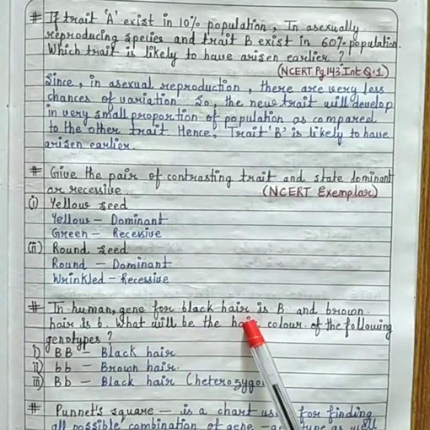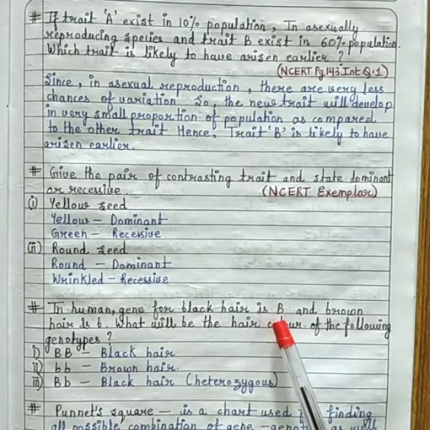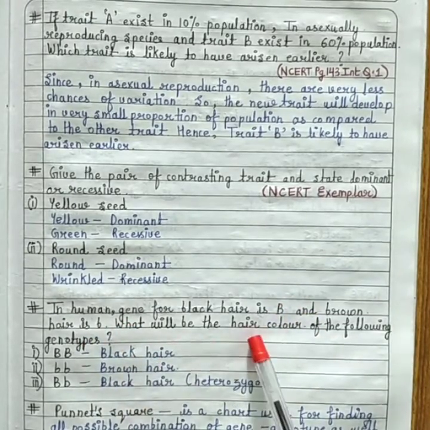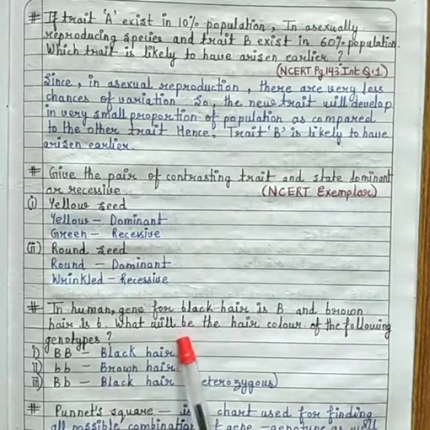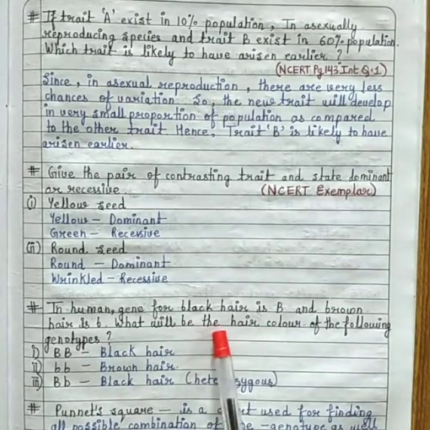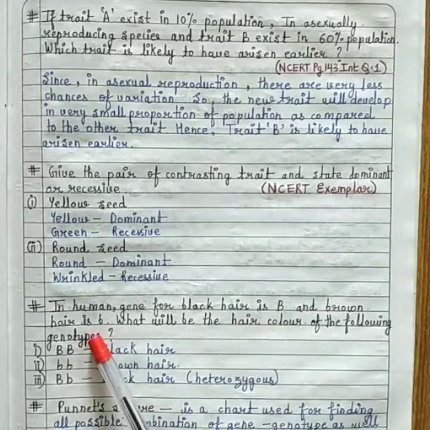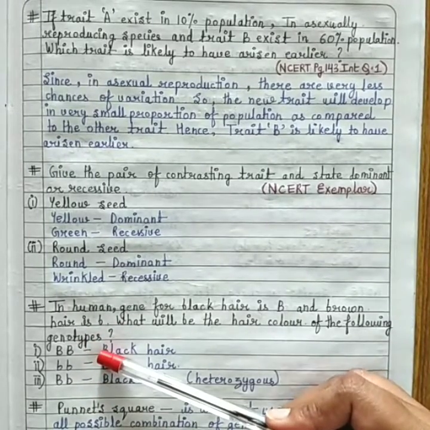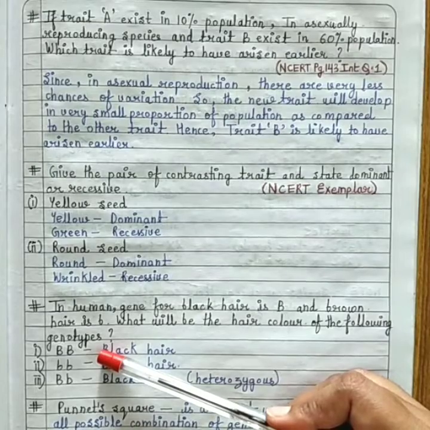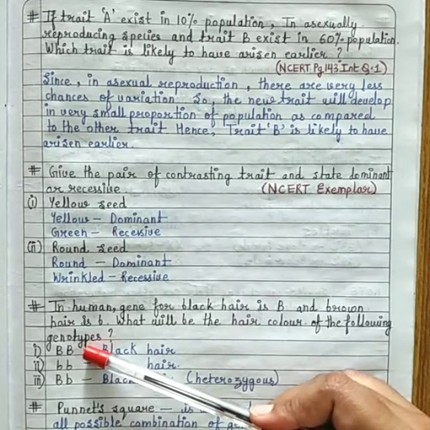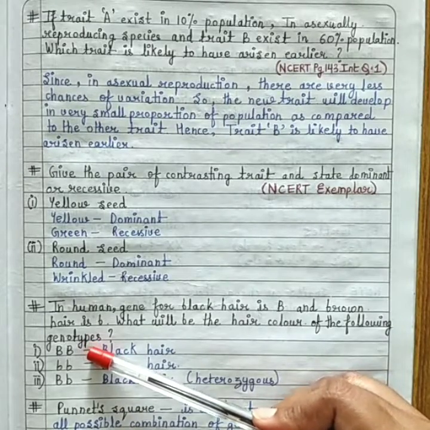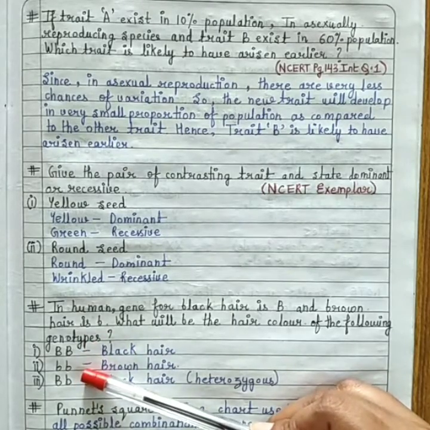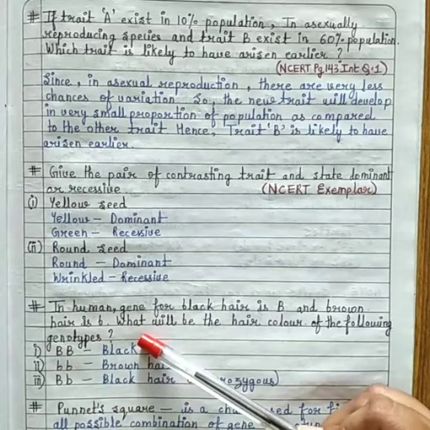In humans, the gene for black hair is capital B and brown hair is small b. Now what will be the hair color of the following genotypes? You have already been told that capital B is for black hair and small b is for brown hair. So now, on the basis of genotype combination, you have to tell what the phenotype will be. Capital B B, because B was coding for black hair, so we will get black hair because both are dominant. Then small b b, small b was coding for brown hair, so here brown hair will result.